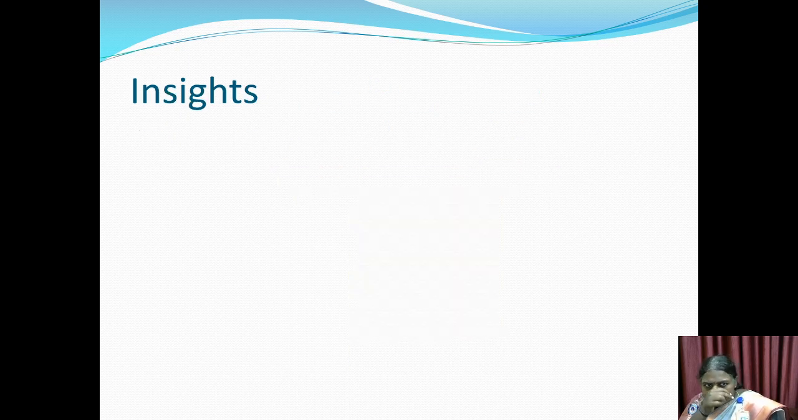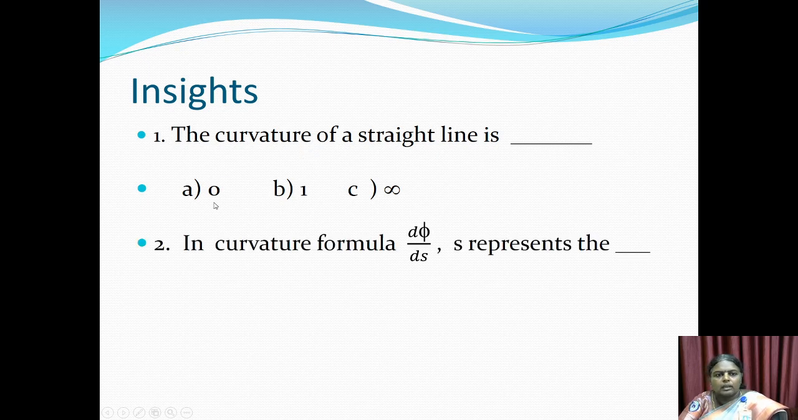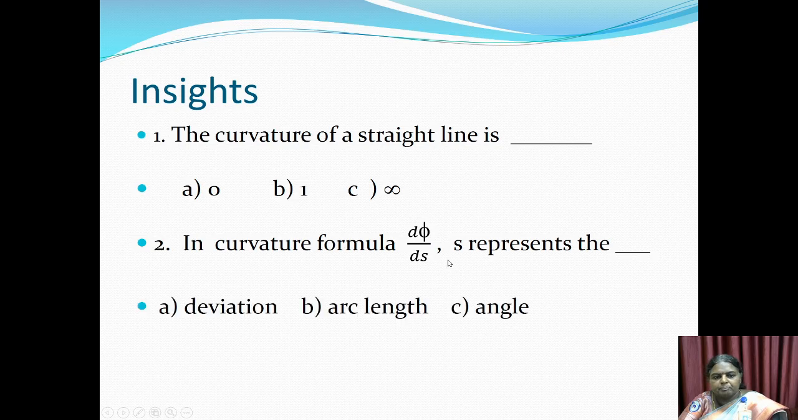There are some insights here to get a better understanding. As we know, curvature measures how far the curve bends. In a straight line there is no bending, so the bending here is 0. So the curvature of a straight line is 0. In the curvature formula d psi by ds, what does s represent: deviation, arc length or angle? We have defined curvature as the rate of turning of the tangent with respect to the arc length s. So here s represents the arc length.